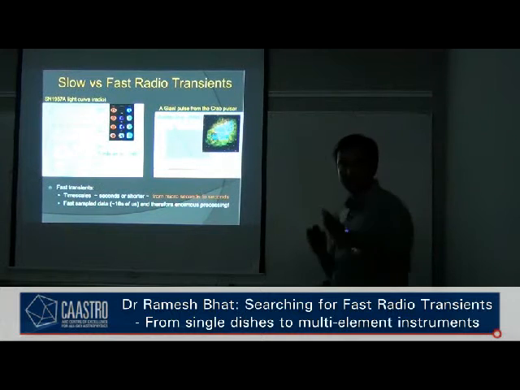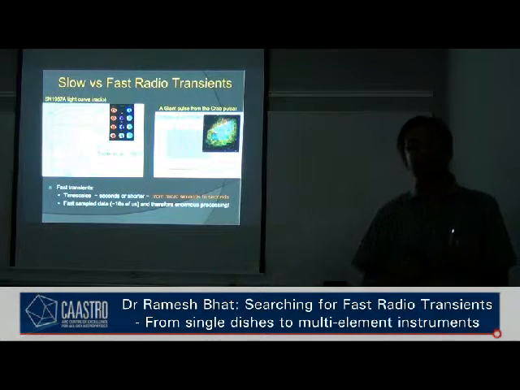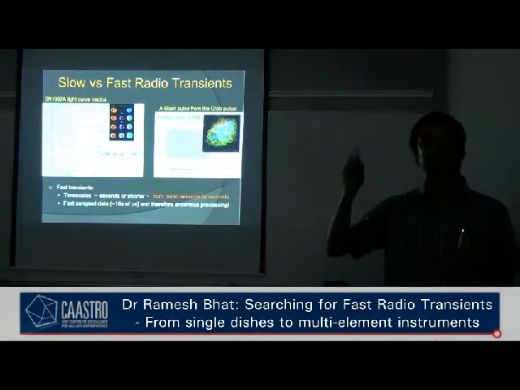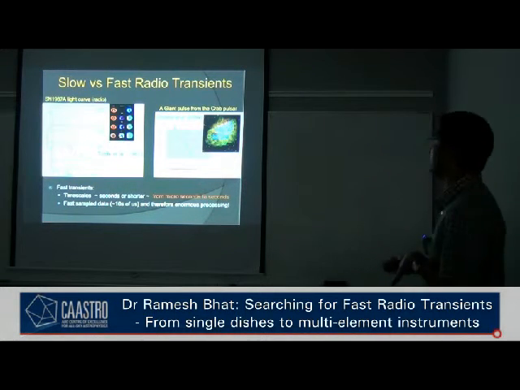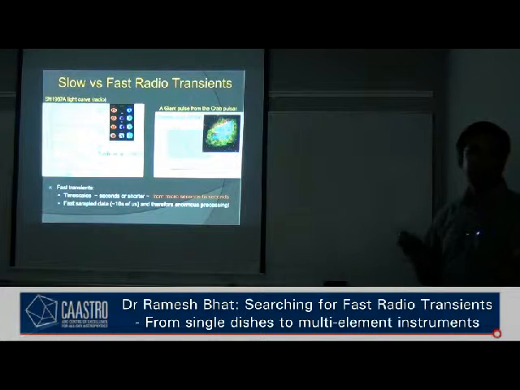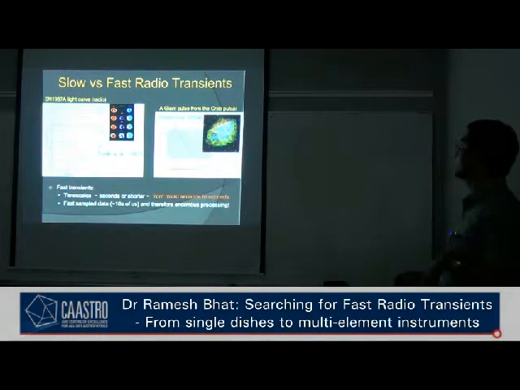Basically, the slow transients are the things which you can detect, say, by doing some sort of a raster scan and imaging from snapshot to like daily, weekly, or whatever. So things like supernovae or gamma ray bursts are all so-called slow transients.